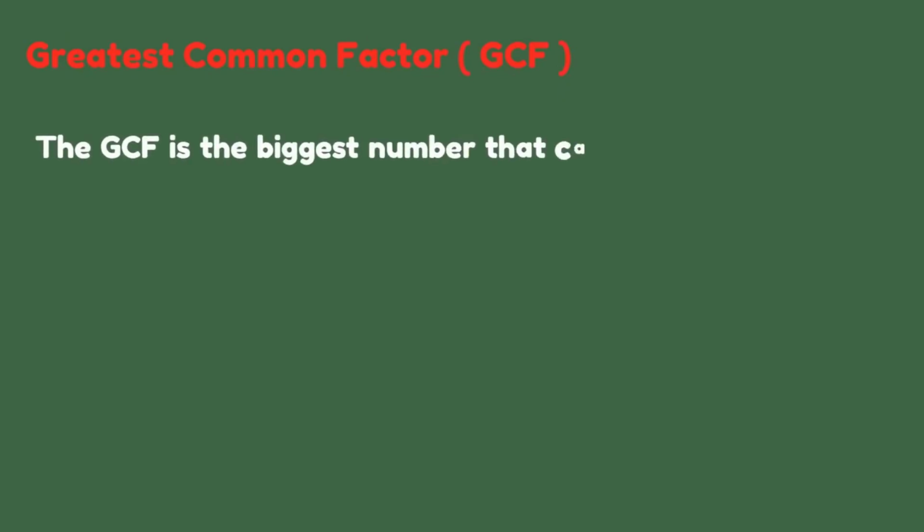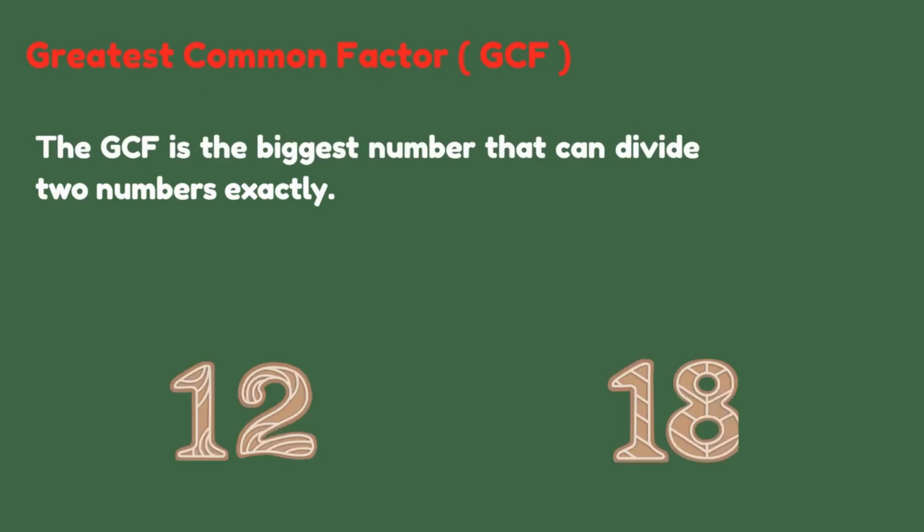How do you understand greatest common factors? Well, it is the biggest number that can divide two numbers exactly. I'll explain it to you by giving an example of 12 and 18.